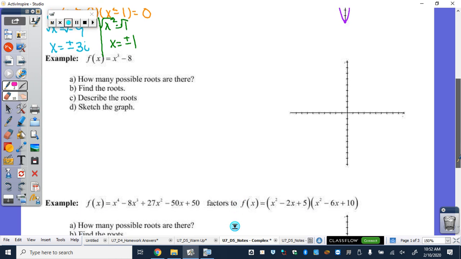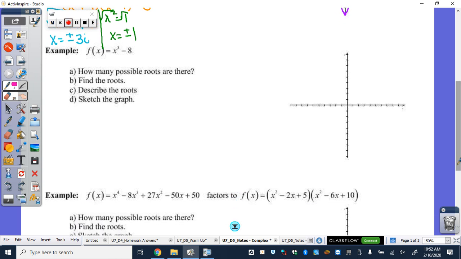Next example, x cubed minus 8. So part A, how many possible roots? 3, because we have a third degree. So part B, let's find those roots. Now I know past practice you're going to want to add the 8 over, take the cube root of both sides, and then you're going to tell me the answer is 2. That's not going to work anymore. That only gives you the real root. There's more than just the real root here, so we got to factor this.